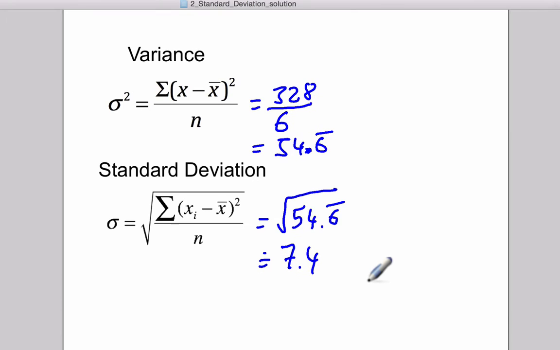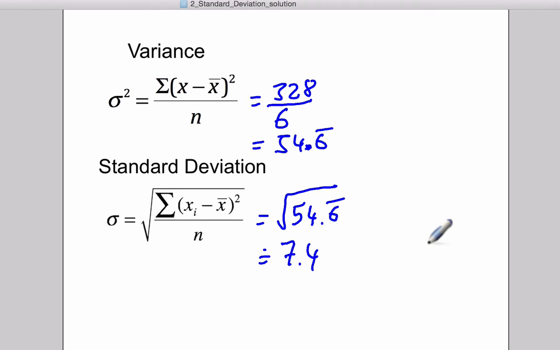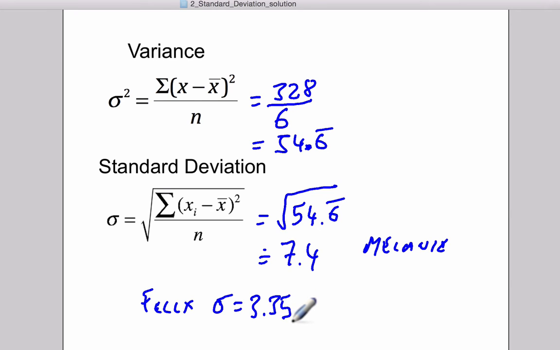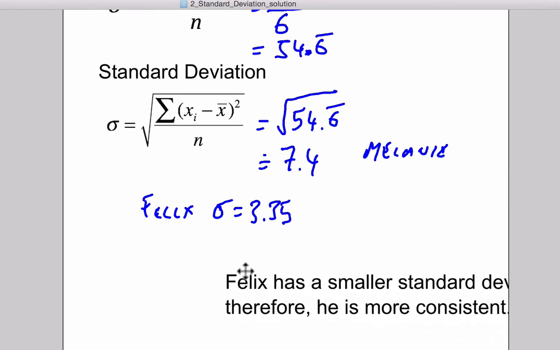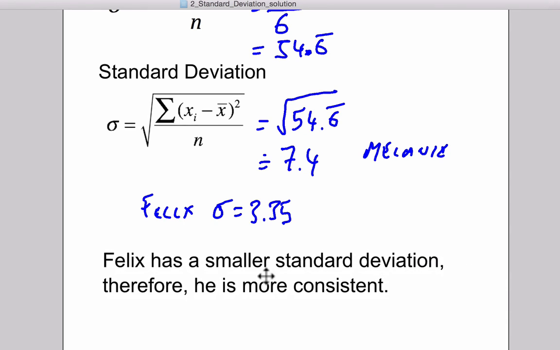So now, if you recall, Felix had a standard, this is Melanie's standard deviation. And Felix had a standard deviation of 3.35 approximately. So from this information, our concluding statement is going to be: Felix has a smaller standard deviation, therefore he is more consistent.